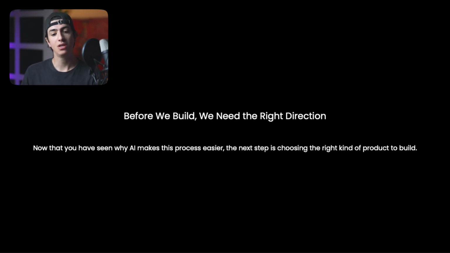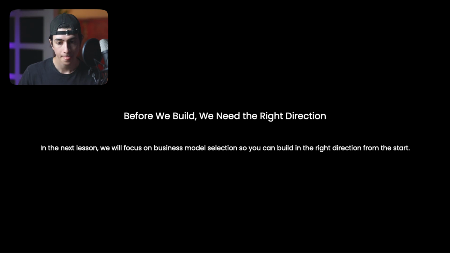So now that you've seen why AI makes this process easier, the next step is choosing the right kind of product to build. What product better fits your solution? Is it an ebook? Is it a course? Is it a template? Is it a guide? Is it a video? What will you choose? I'm going to show you exactly the perfect digital product for your case in the next lesson of this course.